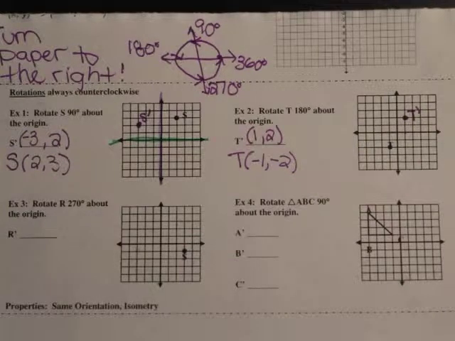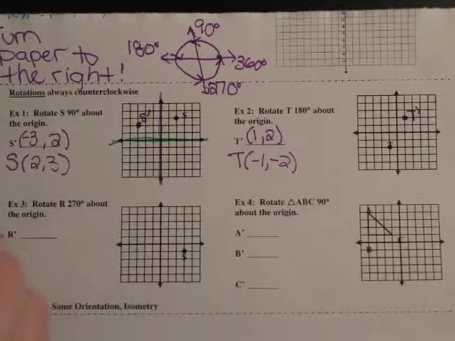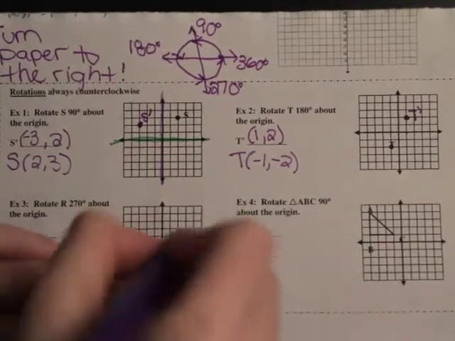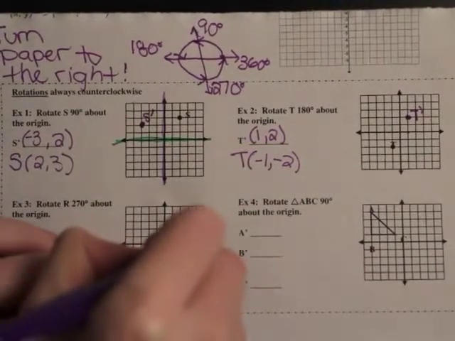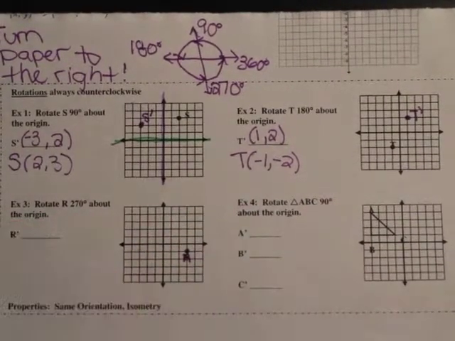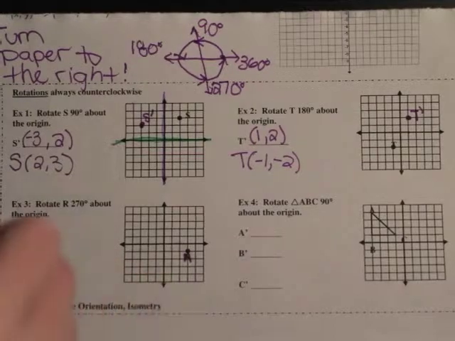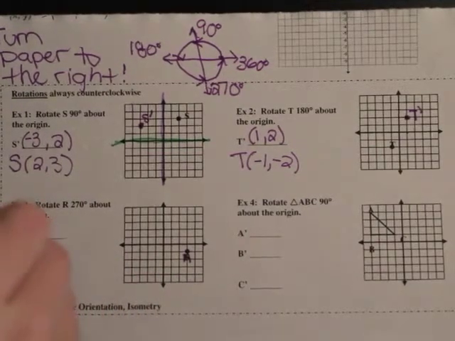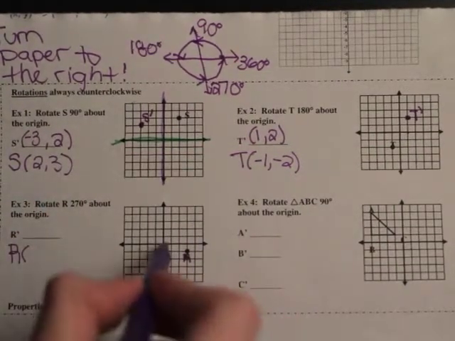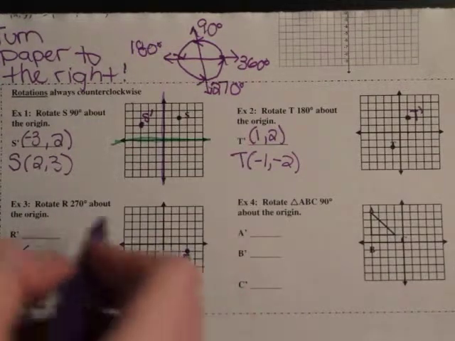Moving on to example 3. This one wants us to rotate 270 degrees. So first, this says R. On our picture it says S, so I want you to really quick on your picture, change this to an R. Okay? Then we're going to find our original point, R. It is at 3, negative 1.